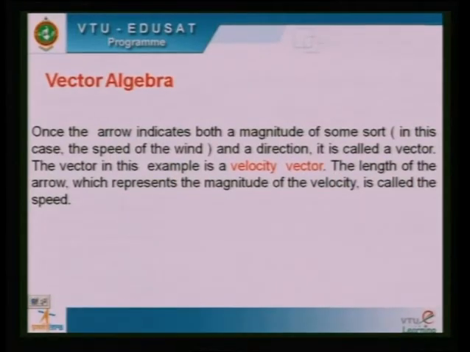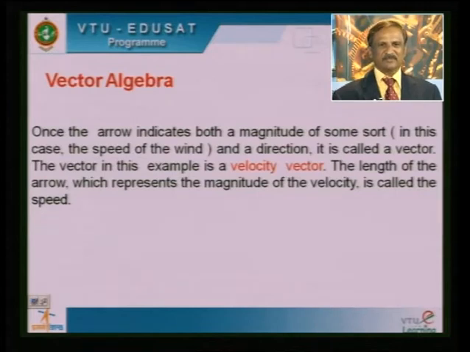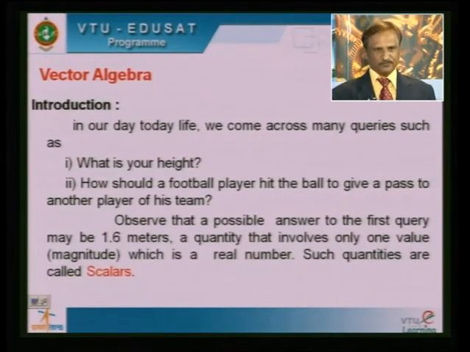We have not yet discussed the velocity vector, because first we want to discuss vector algebra. In a later stage you will come to know how we define a velocity vector and how we calculate a velocity. The length of the arrow corresponds to the magnitude. On the basis of the length of the arrow, you can find the magnitude of the velocity, which is called the speed. Speed can be calculated, direction can be calculated. How we calculate it mathematically, we will come to know.